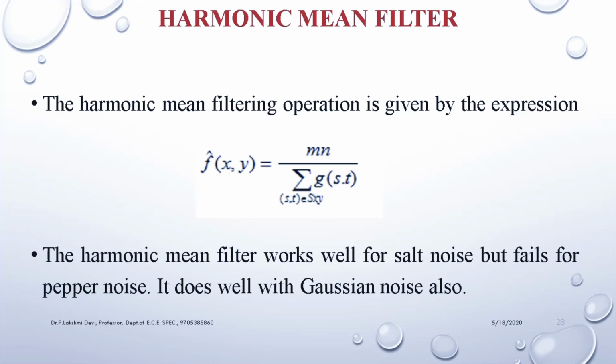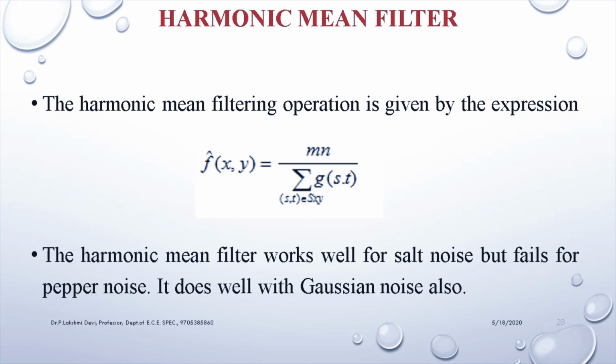Sorry. Next one, harmonic mean filter. The harmonic mean filter operation is given by the expression f cap of xy is equal to mn divided by sigma over st belongs to Sxy of 1 over g of st, where mn is again the size of a subimage with rows and columns. The harmonic mean filter works well for salt noise but fails for pepper noise. It does well with Gaussian noise also.